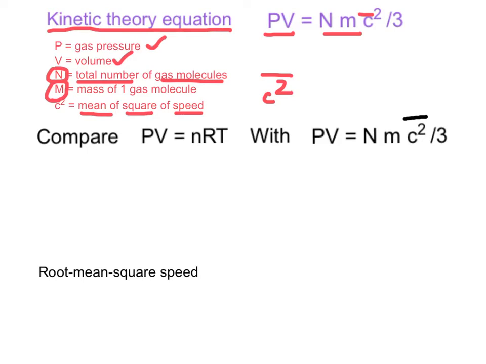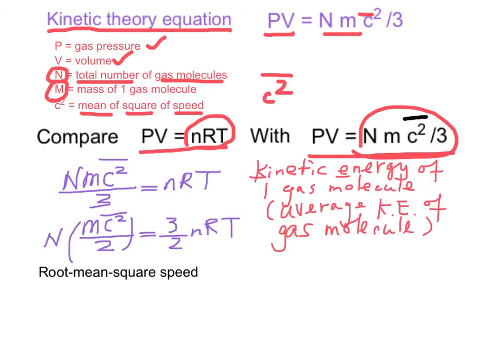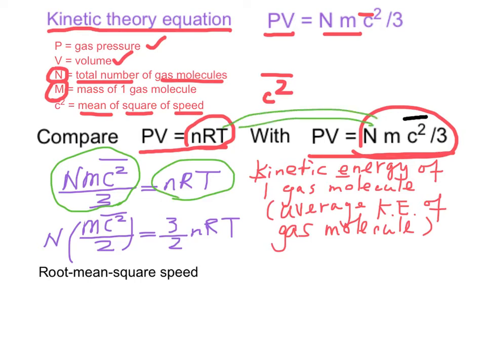Now let's compare the equation of state PV equal to nRT with the kinetic theory equation PV equal to N m c square mean over 3. First, we have nRT equal to N m c square mean over 3. N m c square mean over 3 equal to nRT. And we arrange the terms, we get N times m c square mean over 2 equal to 3 over 2 nRT.